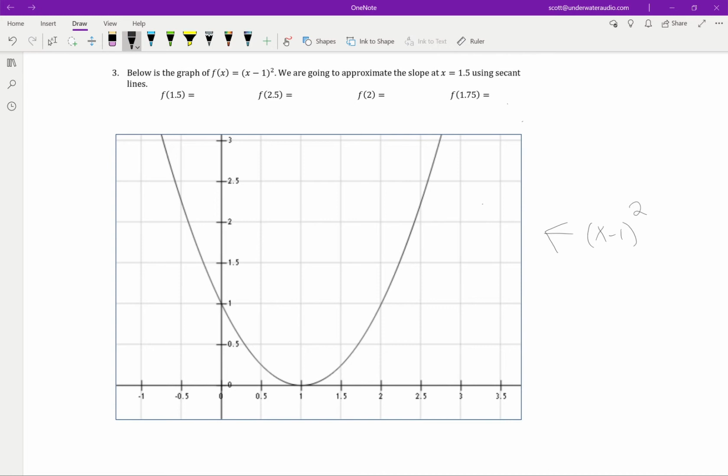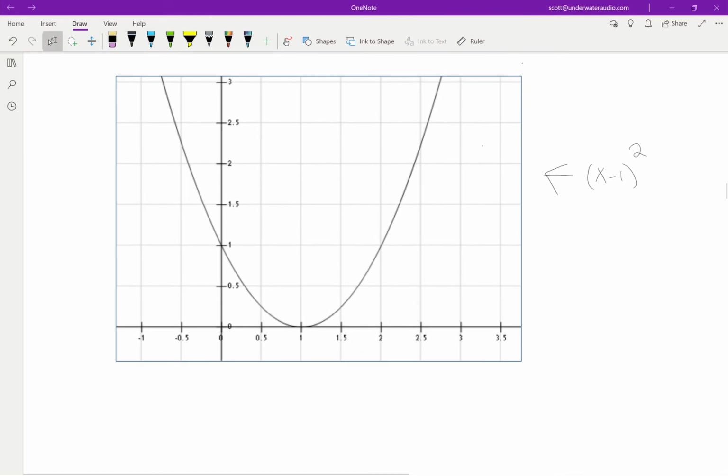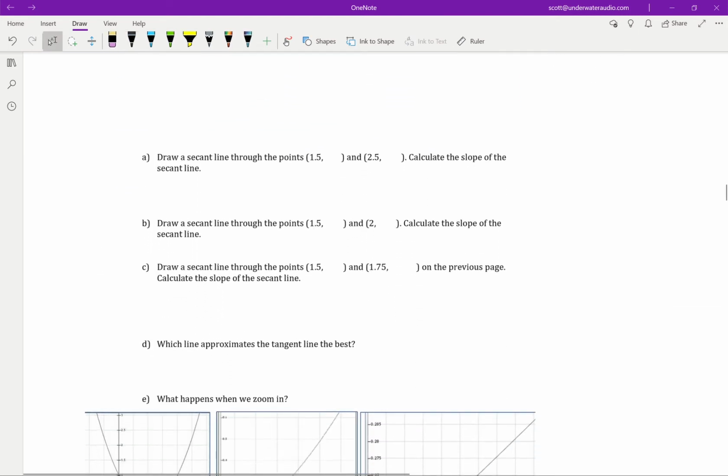And I'm going to pick a couple points. I was going to fill this part in right here, but let's skip it for now. We're going to skip that. I'm going to try to find slopes of this curve, and I've got some ideas here on how to do that.